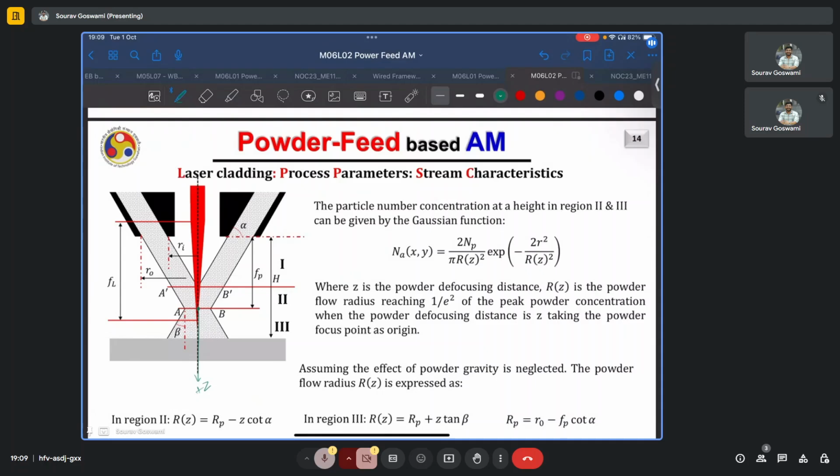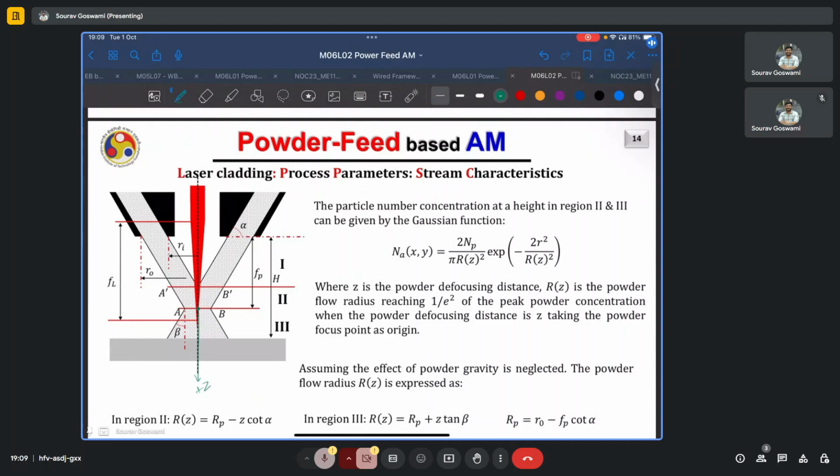So as we are moving along the z direction, the value of this radius will change. So z is the powder defocusing distance, rz is the powder flow radius reaching 1 by e square of the peak powder concentration, when the powder defocusing distance is z, taking the powder focus point as origin.